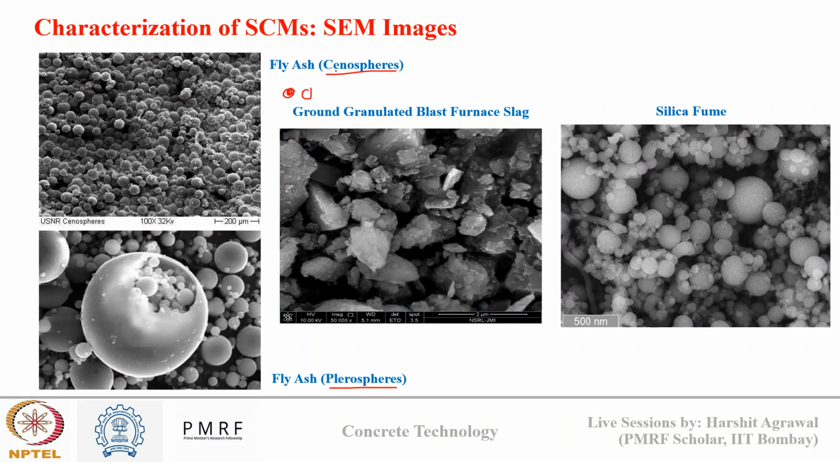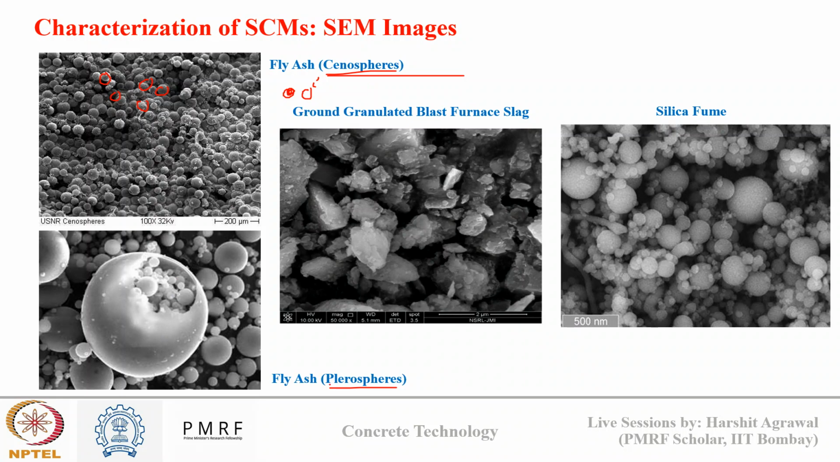Cenospheres are hollow spherical particles which are filled up with gases. You can see here these are hollow particles which are filled with gas inside. So these are hollow lightweight spheres, and this is used for making lightweight construction materials. How? Fly ash is used to make lightweight aggregates by a process which is known as pelletization and sintering. So this is one form of fly ash, which is a hollow spherical particle.